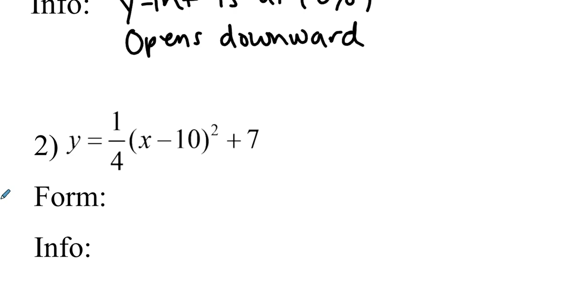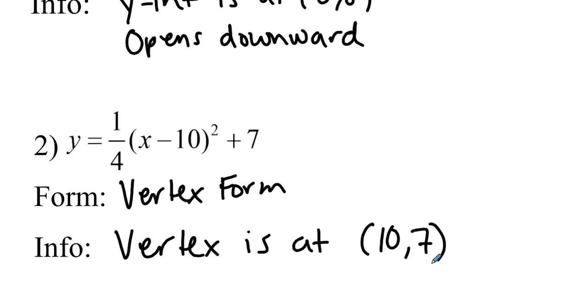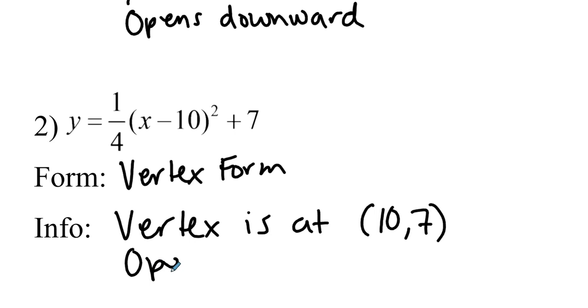Second one, what form is that in? That is in vertex form. It's written with a square term in parentheses. If it's in vertex form, you better tell me where the vertex is. The vertex is at right 10 and up 7. And because this is a 1/4 out front, the graph opens upward. You could also say maybe it's a little wider too, but opens upwards is the key part.